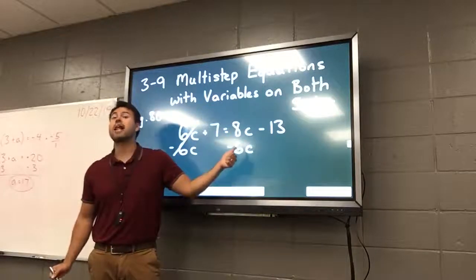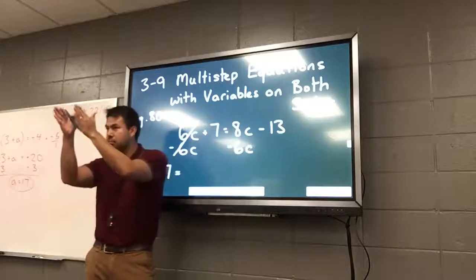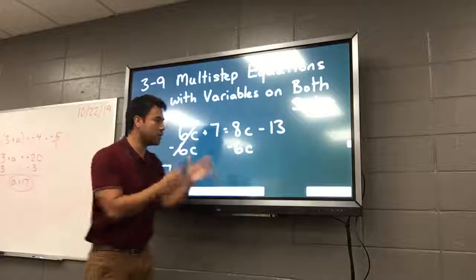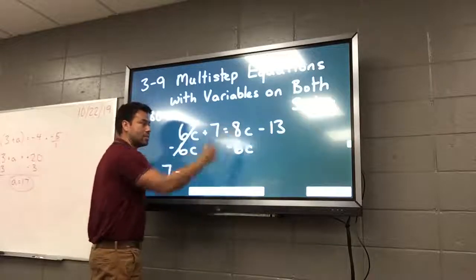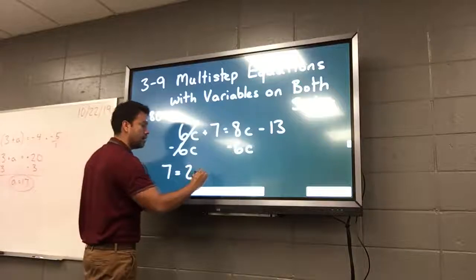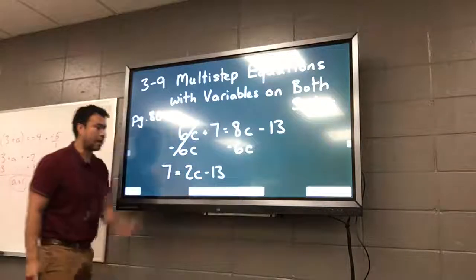You know why I put them on top of each other? Because they are like terms. I just want to keep the like terms. I could have put it over here, but it might not be so clear that I can actually combine these. What's 8c minus 6c? 2c. Minus 13 is still there. And I could solve that equation.